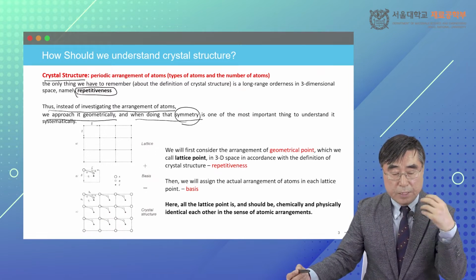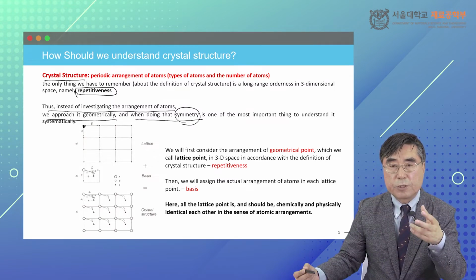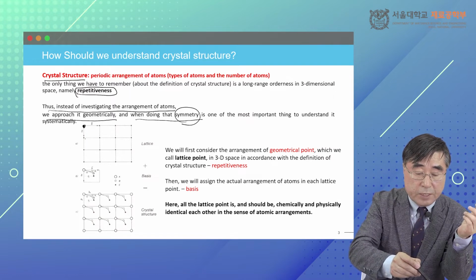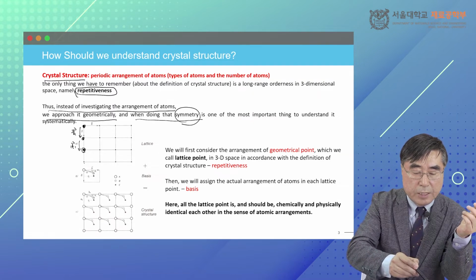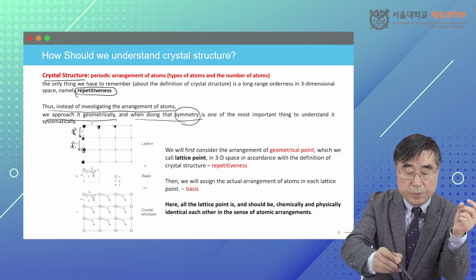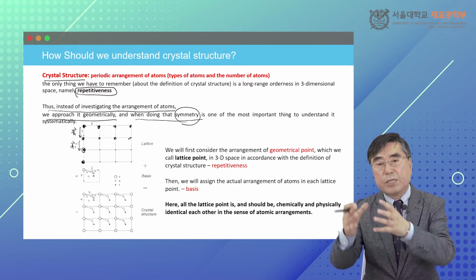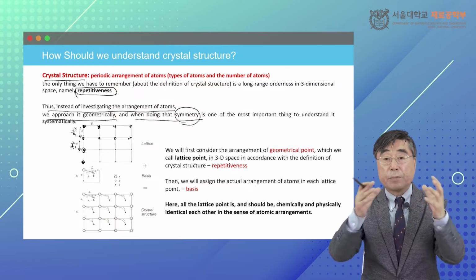What we do is make a geometrical point. We know that a crystal structure has long-range orderliness. So in a two-dimensional plane, for instance, if there is a lattice point and a translation vector T1, then there should be a lattice point at each repeat of T1. And in another dimension, T2, because the repetitiveness should be there, there should be lattice points like this. And if we have three translation vectors, geometrical points should be arranged in three-dimensional space in a periodic manner.